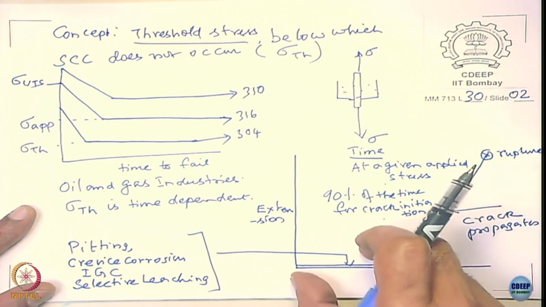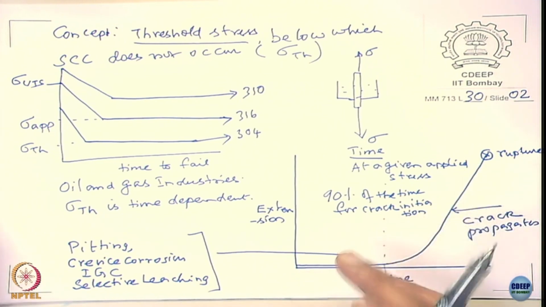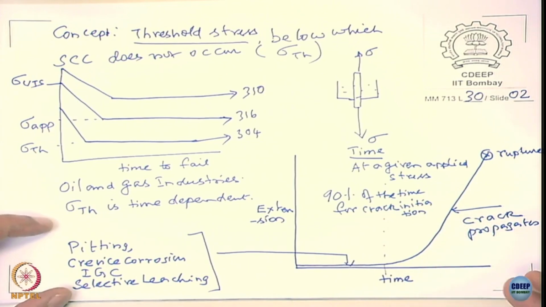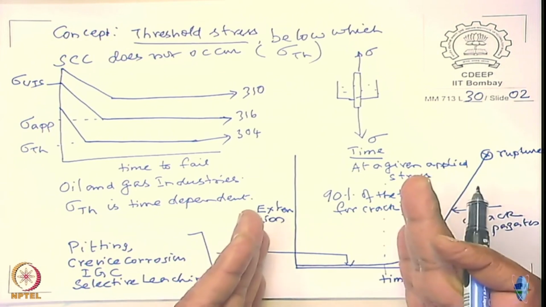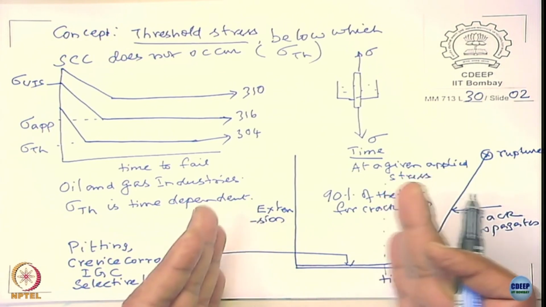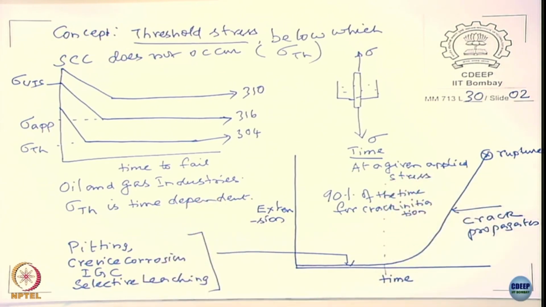So these are the factors that can assist stress corrosion cracking, and since these are relatively slow processes, quite a bit of time is involved in the crack initiation. So when you talk about stress corrosion cracking control, you should also understand that you can control it by controlling the pitting corrosion, controlling crevice corrosion, intergranular corrosion, selective leaching, all these things.